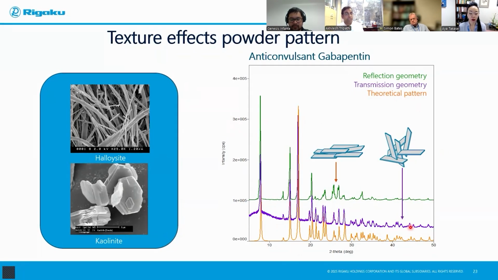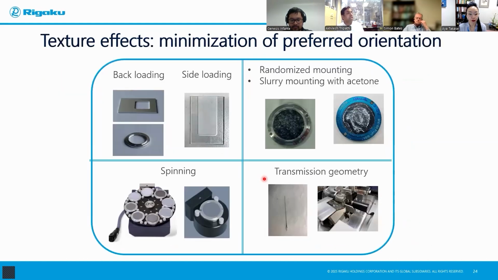So preferred orientation can affect your percent crystallinity and your amount of phase, because yes, peak positions are retained, but intensities are not right upon preferred orientation, and intensities are related to the amount of the phase. That's why it is important to take care. There are a number of ways where preferred orientation can be minimized.